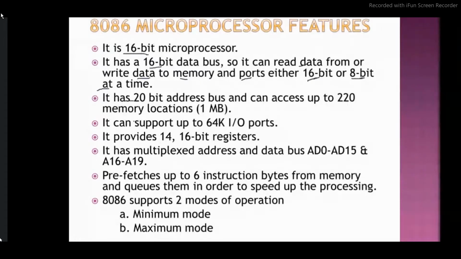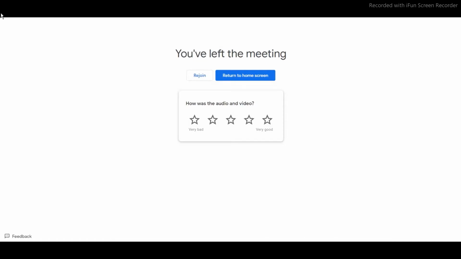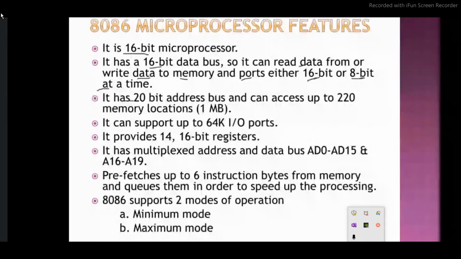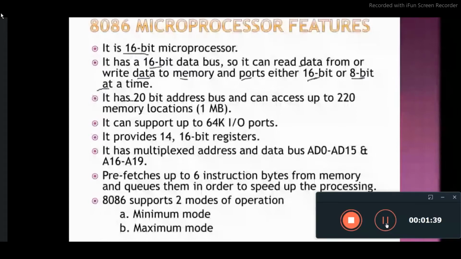It has a 20-bit address bus. Address is related to memory. Okay, आपका जो भी डेटा है that is stored in memory locations, and memory location पे हर एक डेटा का unique address होता है. Okay, and the address bus is responsible for providing access to the memory location. And a 20-bit address bus can access up to 2^20 memory locations.